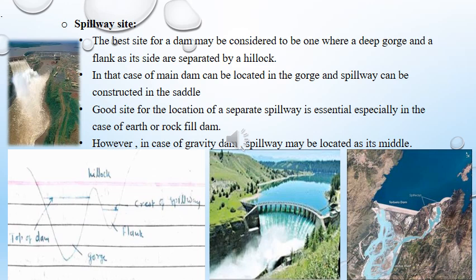So, now here this is the deep gorge and this is some flank, and this flank and the deep gorge are separated by the hillock. The hillock is higher than the top of the dam, so the main dam is constructed in the deep gorge and the spillway will be constructed in the flank. So, this is the best site for the earthen dam, the best site of the spillway in an earthen dam.